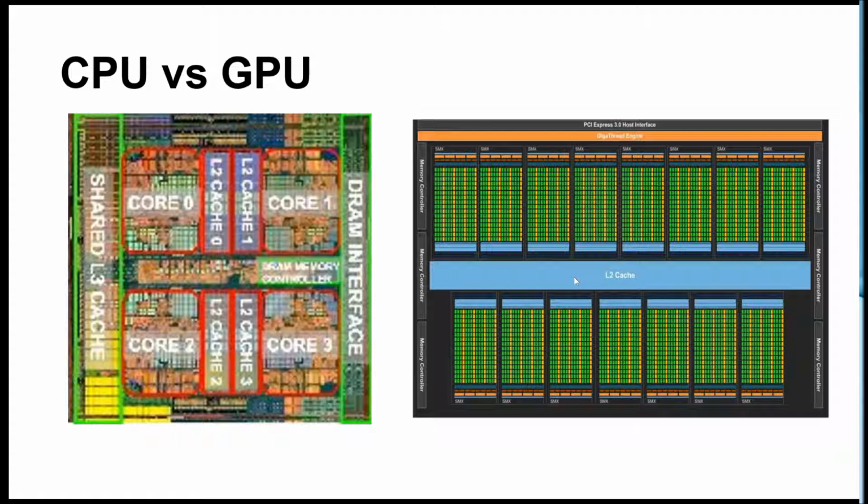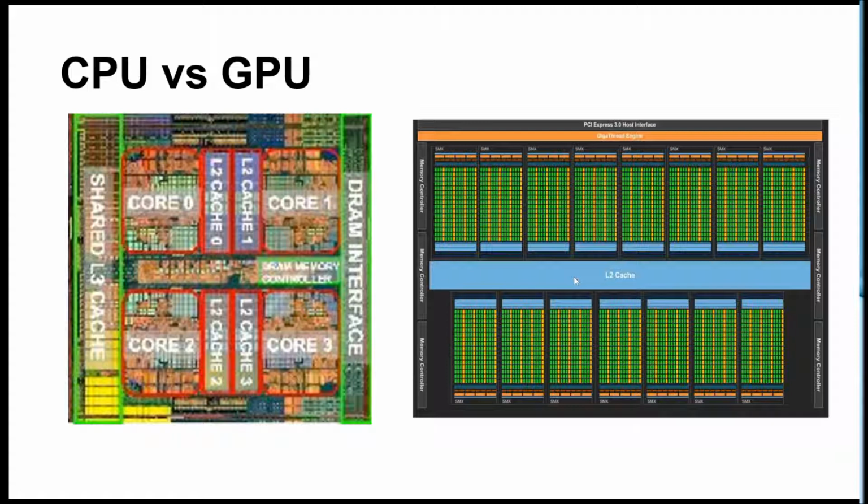In this slide, we can see more details of a CPU and a GPU. The left graph is a CPU that has 4 cores and 3 levels of caches. L1 cache is built into the core, so each core has its own L1 cache and its own L2 cache. L3 cache is shared by all 4 cores.